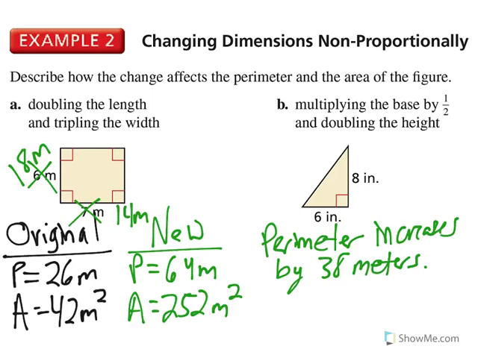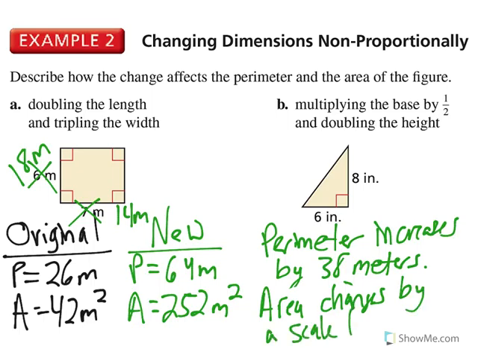Our area, we do it as a scale factor again. So area, I have to figure out how it changes. I'm going to look at doing the new 252 over the original. So 252 divided by 42 gives me a scale factor of 6. And so to state that, I'm going to say that the area changes by a scale factor of 6.